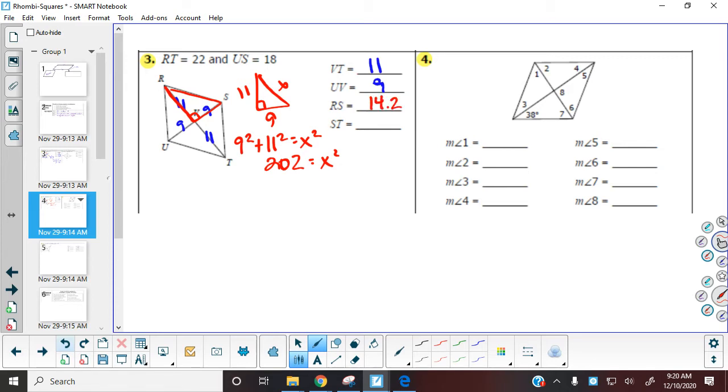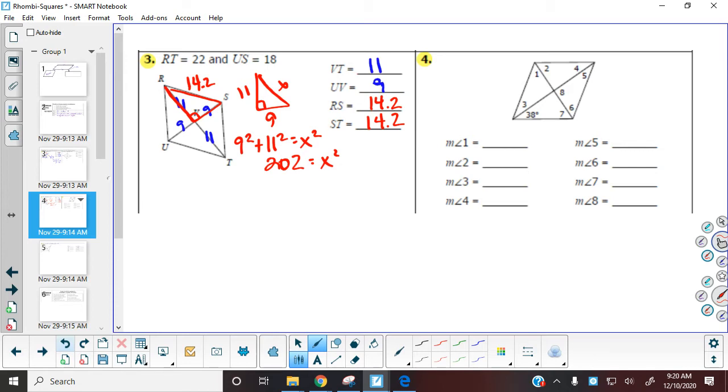Guys, I don't care if you round to the 10th or the 100th, it makes no difference to me. So if RS is 14.2, so is ST, and we're done. Okay. So again, when we're missing side lengths, go ahead and use that Pythagorean theorem if you can.